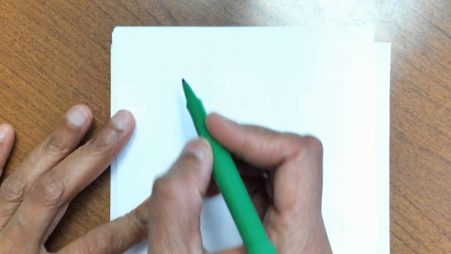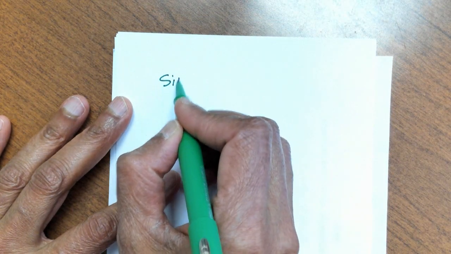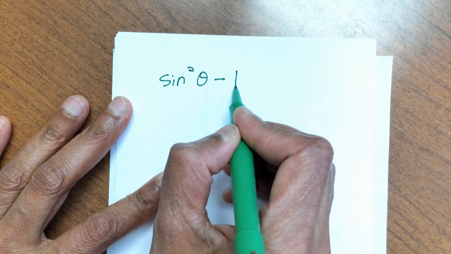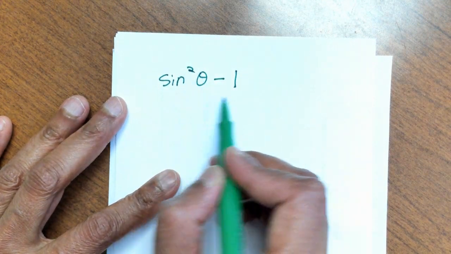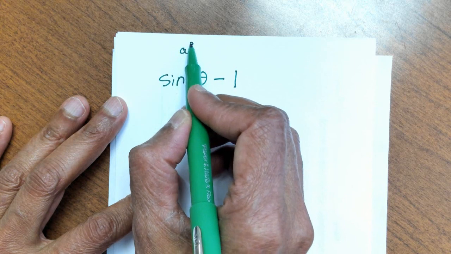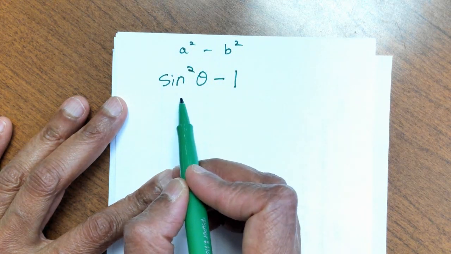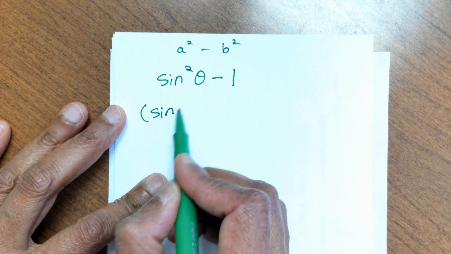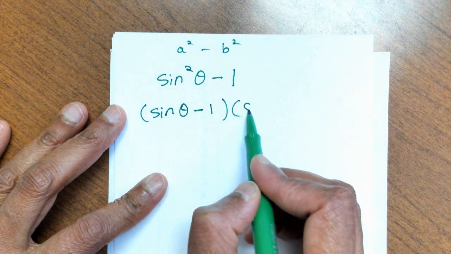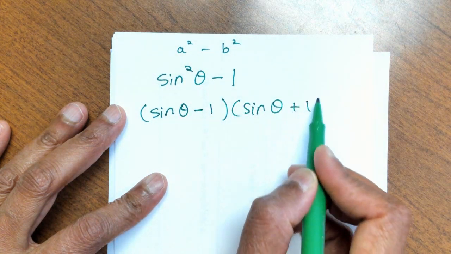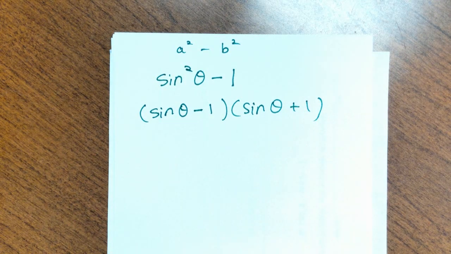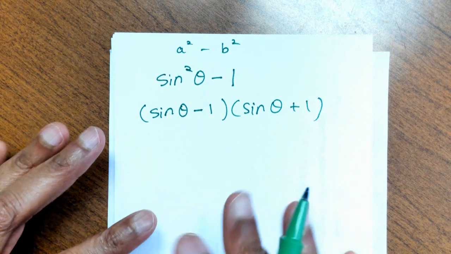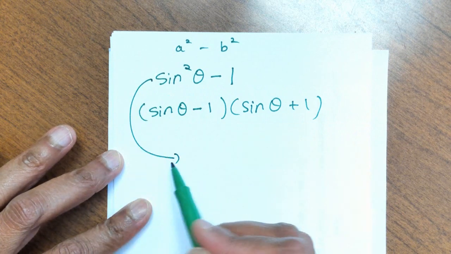So if I'm trying to factor sine square theta minus 1, I know it's a difference of squares. This is a square minus b square. The factors of a square minus b square are a minus b, a plus b. So my factors are sine theta minus 1, sine theta plus 1. Everybody got that?